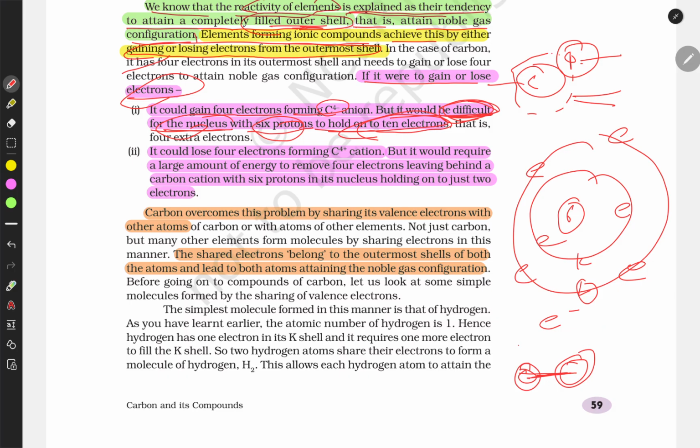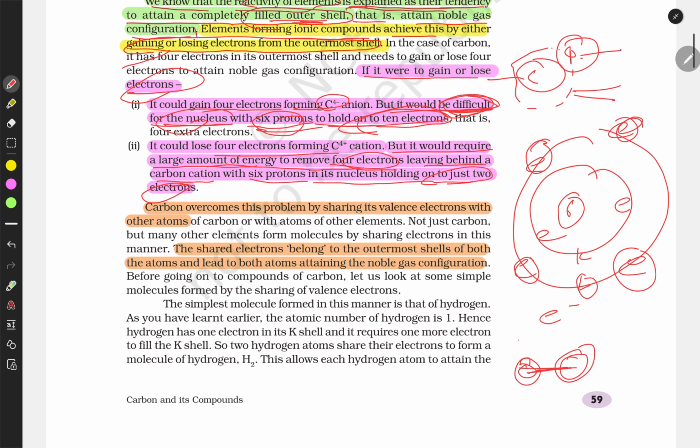So in the second case, losing the 4 electrons to become stable, these 4 electrons can be removed, but we will require a large amount of energy to remove 4 electrons, leaving behind a carbon cation with 6 protons in its nucleus and holding just 2 electrons. So removing the 4 electrons will require a large amount of energy.